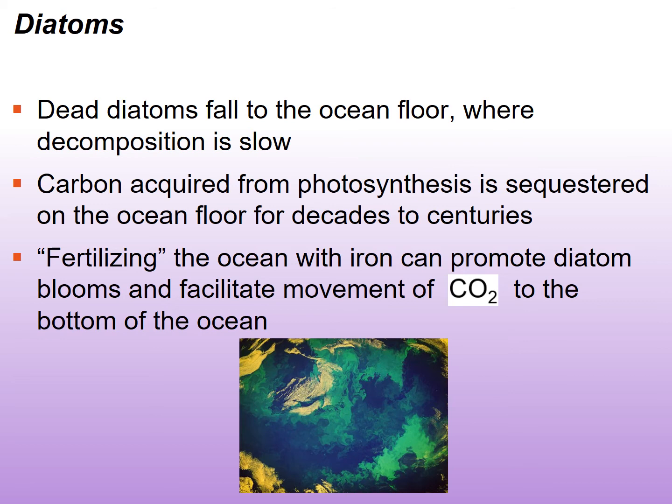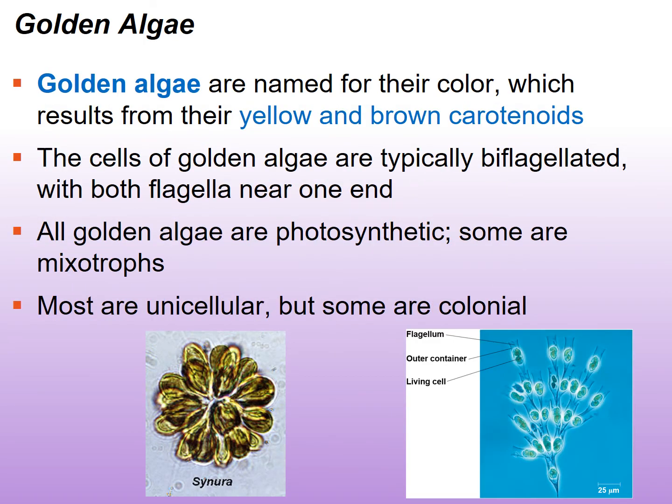So now, golden algae are named, of course, for their color. You can see some examples here. They're yellow colored. This color is the result of their production of yellow and brown carotenoids. So these are pigments. Now, the golden algae are typically biflagellated, meaning that they have two flagella, with both flagella on one end. Now, all golden algae are photosynthetic.